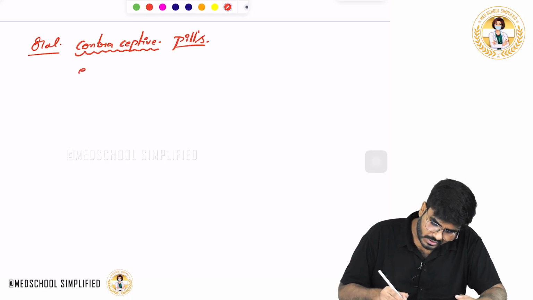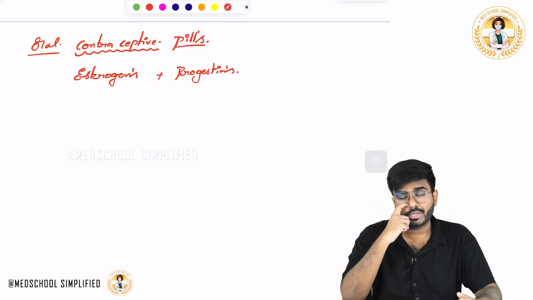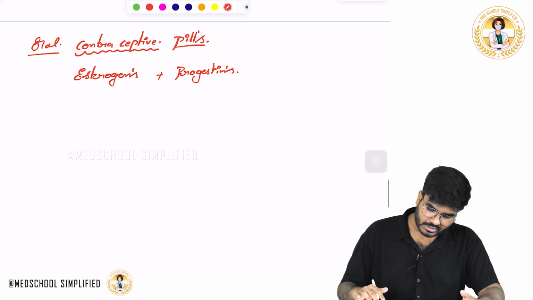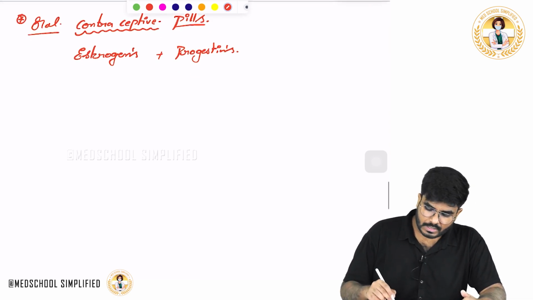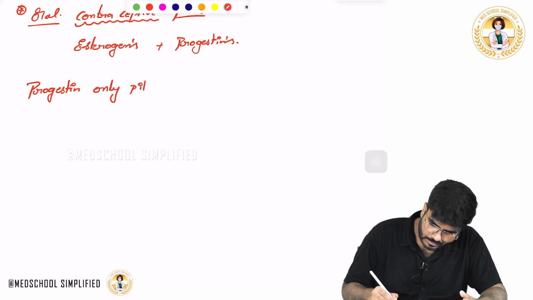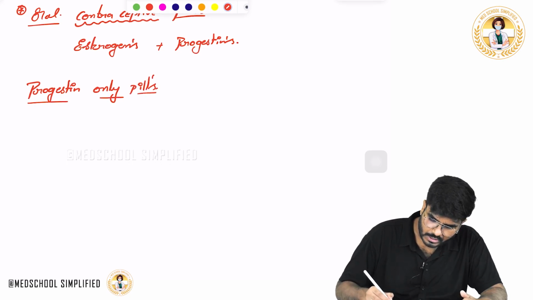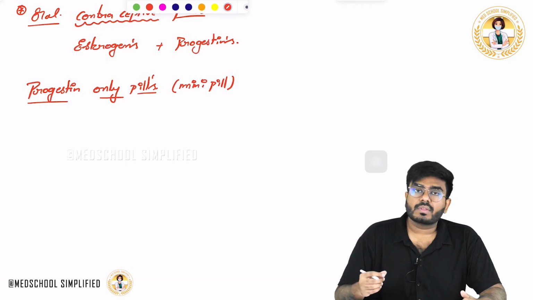They contain estrogens as well as progestins. Okay, estrogens and progestins, or you can say progesterone. Now, what are the different types of oral contraceptive pills? Progestin only pills, which are also called the mini pill.